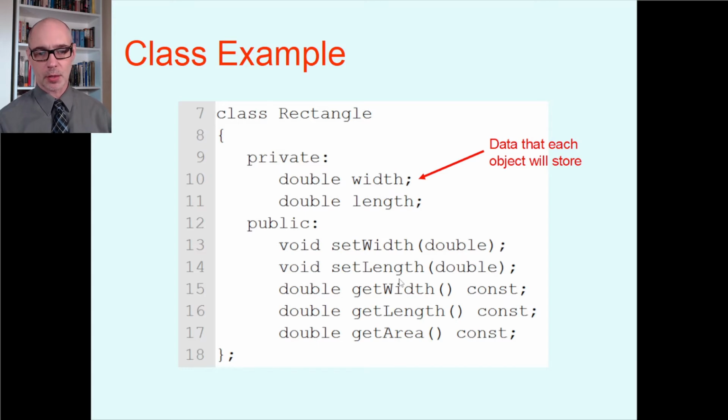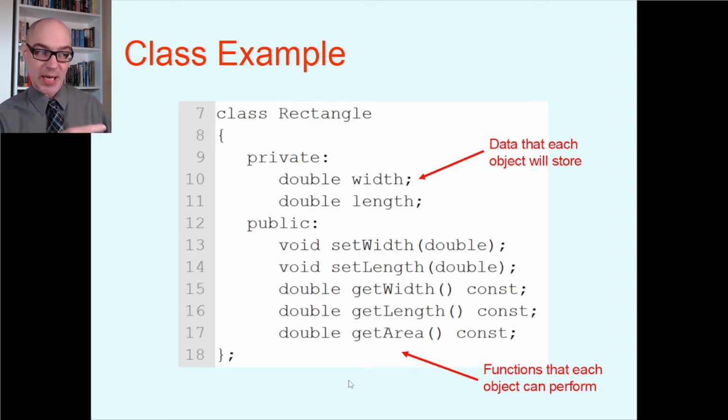But the new thing here down at the bottom is a bunch of function prototypes, functions that each object can perform on itself. You've got these functions called setWidth and setLength that are going to be changing the data in the member variables. And then you also have functions like getWidth, getLength, and getArea, which are going to report to the outside system how big the rectangle currently is. This is a very, very common setup. And if you do more object-oriented programming, you're going to see this hundreds or possibly thousands of times.